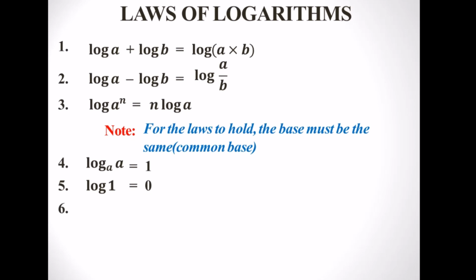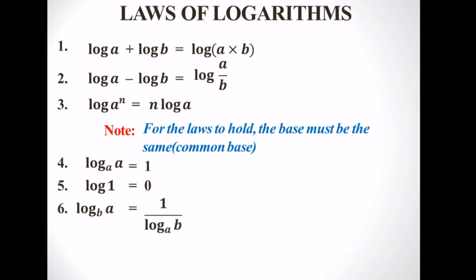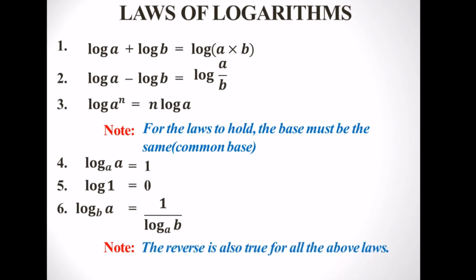The sixth law says that the logarithm of a number a to base b deals with changing the base of a logarithm. To change the base, if the logarithm is to base b and you want to change it to base a, then this becomes 1 over log of b to base a. So you can see that there is a change of base of the logarithm. The reverse is also true for all the laws that are listed above.